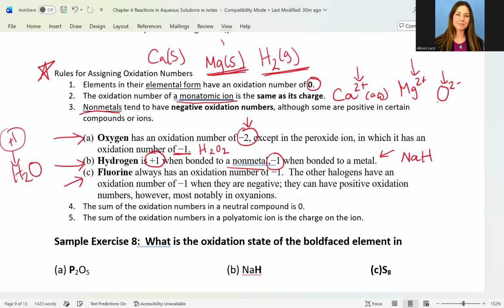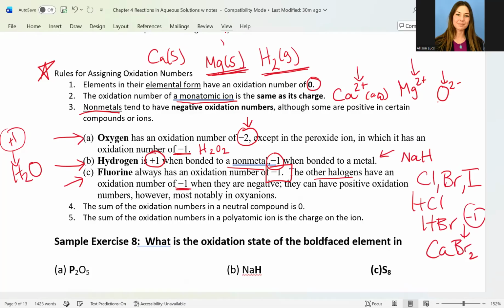Then we have fluorine here, which will always have a -1. The other halogens, so anybody else in group 7, chlorine, bromine, iodine, can have positive oxidation numbers at times. When they're in a binary compound, so we have something like HCl, HBr, CaBr2, for example, they will have that -1 charge. But at times, if we're not told, we might have to solve for the oxidation number, the oxidation state, and it could be positive.